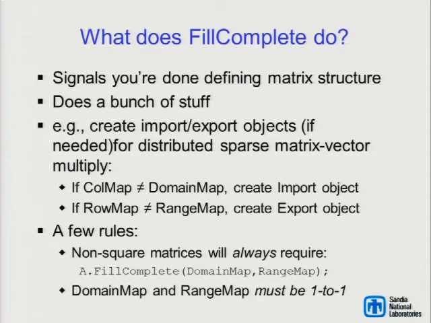The other thing fillComplete does is collapse into a more efficient data structure to allow us to run matrix vector products effectively. So it basically takes this intermediate data structure and drops it into a compressed sparse row.